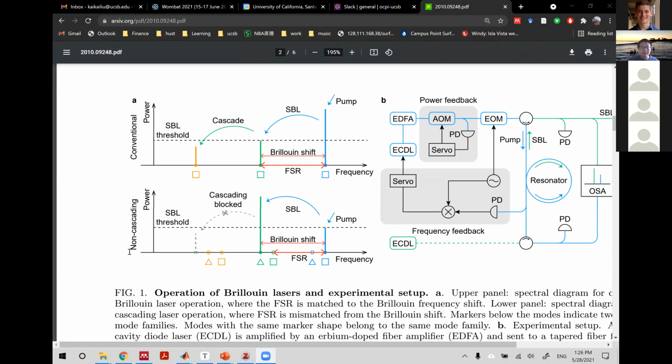Well, back to the test question. Actually, I didn't finish. So their approach here, this is their archive paper. The pump mode is one mode, and the lasing mode is the other mode. And there isn't cascading because the FSRs of the different modes are different.